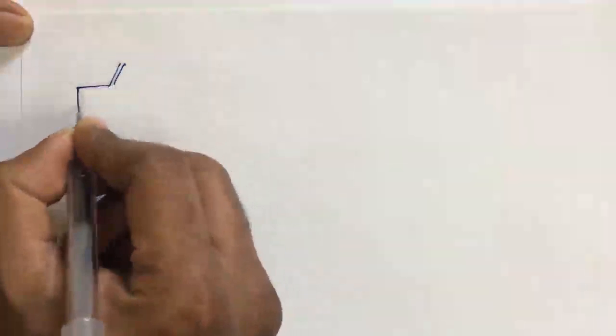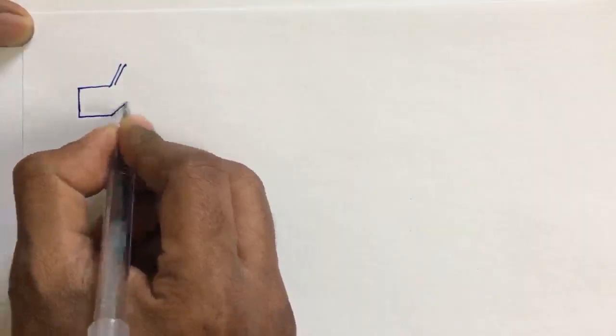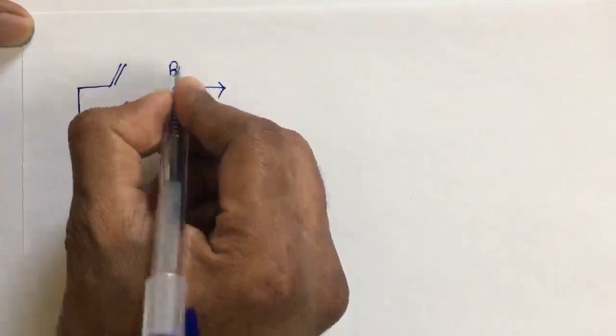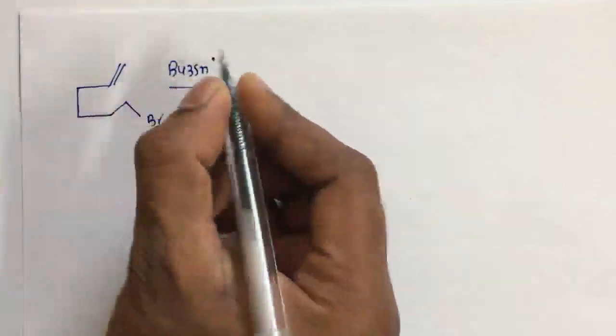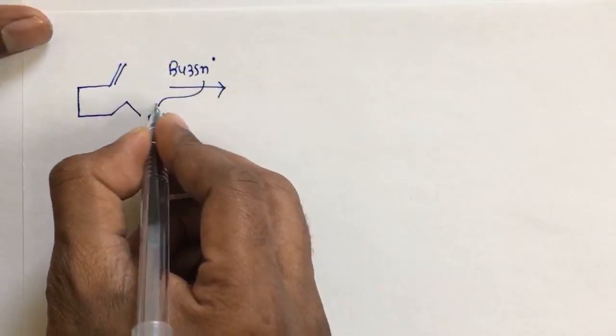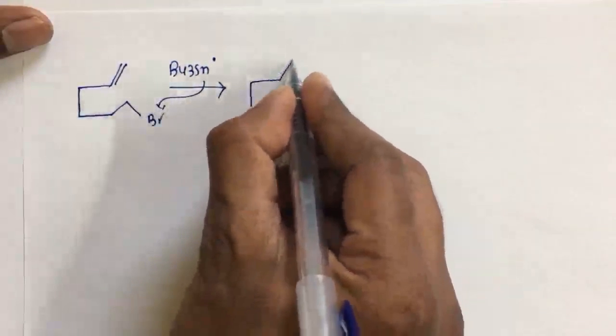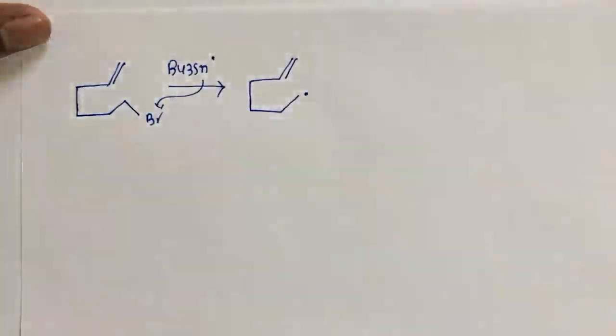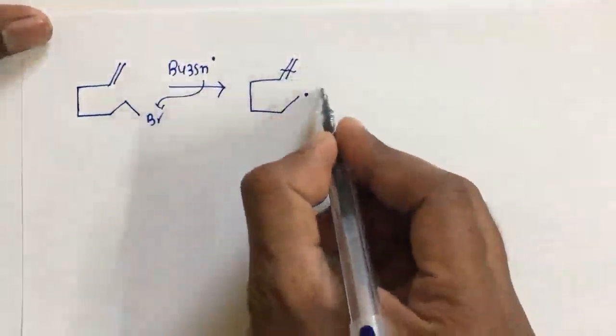And now whatever example I am going to talk about, it's very important from the examination point of view. This one, Bu3Sn radical abstracts this bromine. After that we have a radical here. So now this bond breaks.